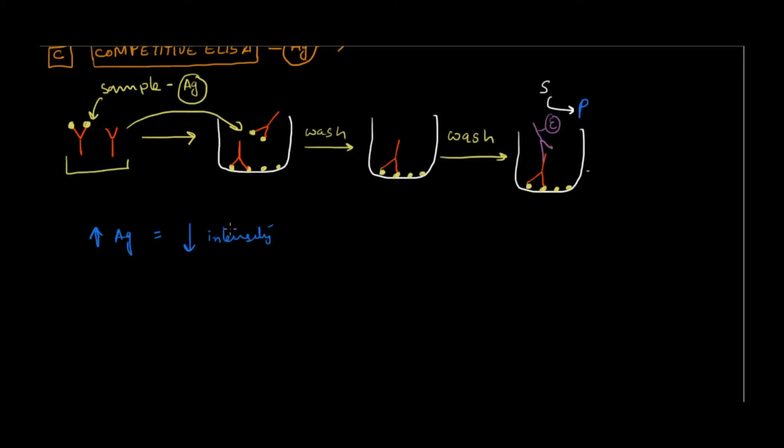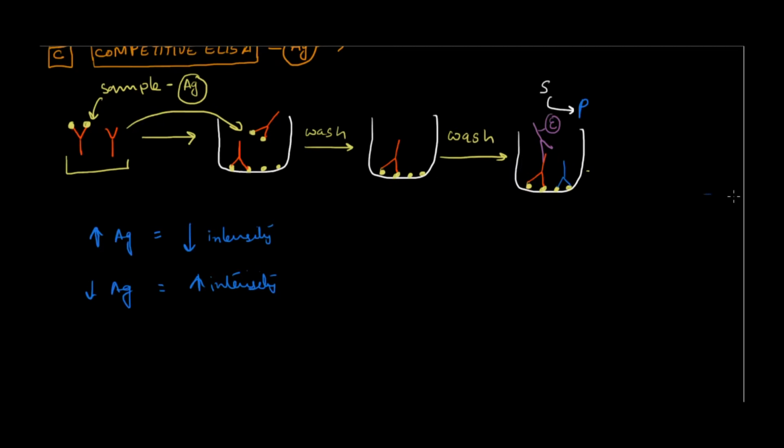Right? I hope I'm not confusing. If there is a low amount of antigen in the sample, it means there are many free antibodies to bind to my well. Many secondary antibodies would bind, there will be more of these primary antibodies, so color production will be more. So in case antigen concentration is less, there will be high intensity in the end. So that's what happens in competitive ELISA. Higher the concentration of antigen in the sample, lower the intensity in the end, and if the antigen is less in the sample, there will be more intensity in the end.